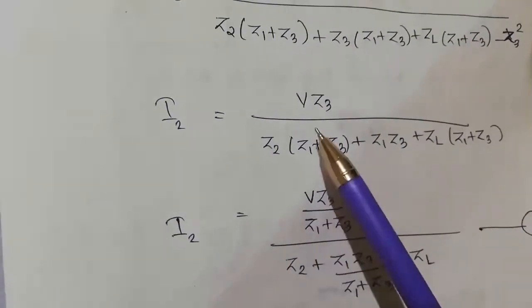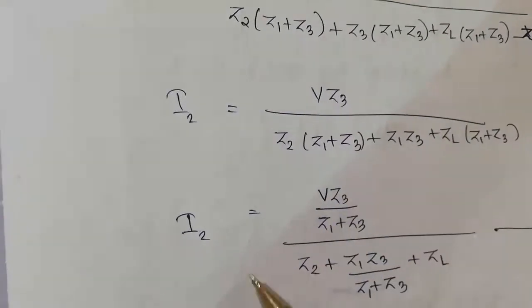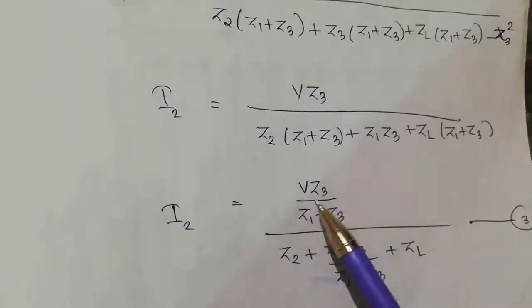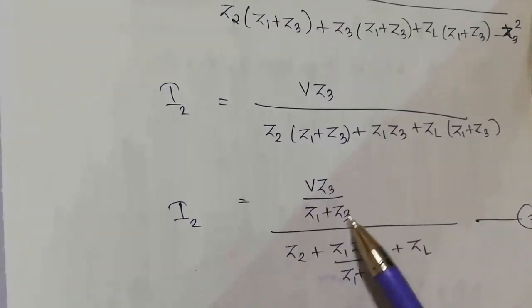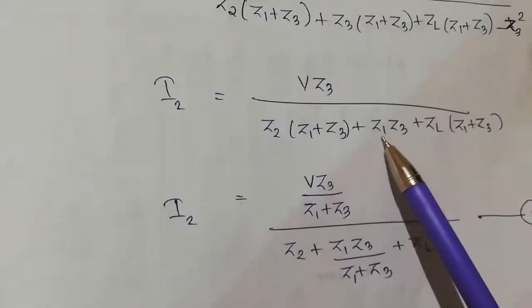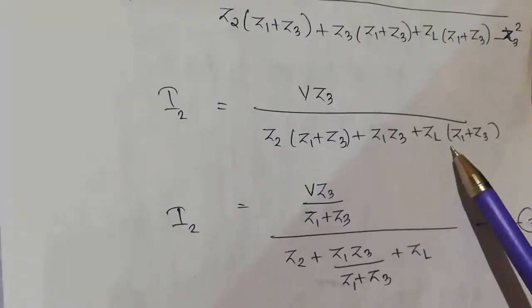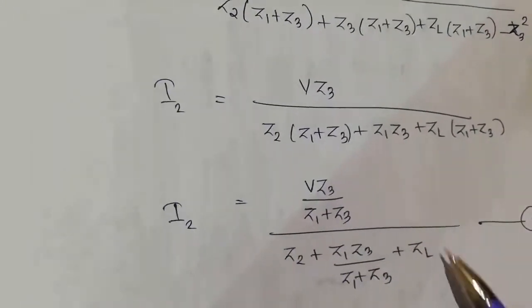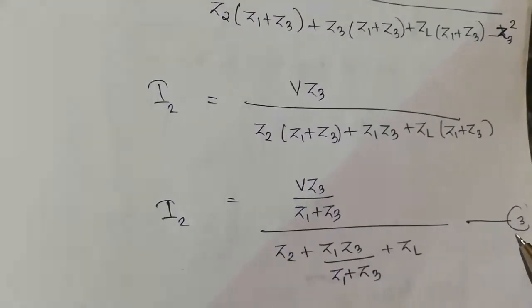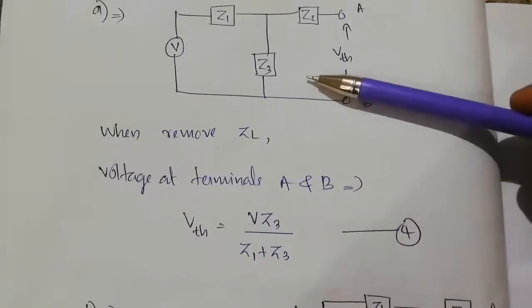That is, by dividing with this Z1 plus Z3 in the numerator and denominator, I2 is equal to VZ3 divided by Z1 plus Z3 divided by Z2. Here it is cancelled, and here Z1 Z3 divided by Z1 plus Z3 and plus ZL. Here also this term is cancelled. Give it as equation number 3. It's time to find out the VTH and ZTH.